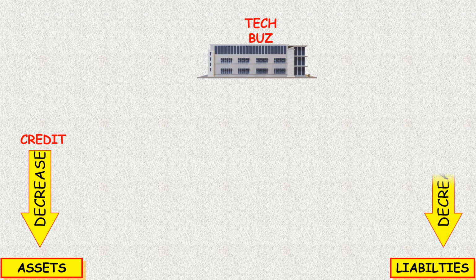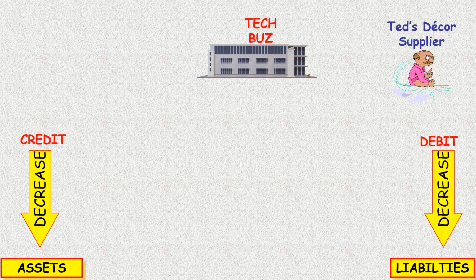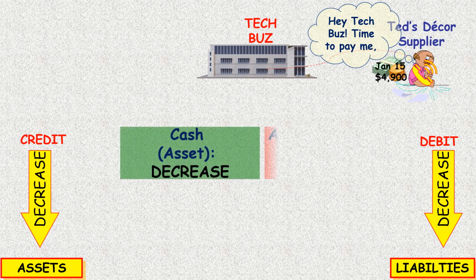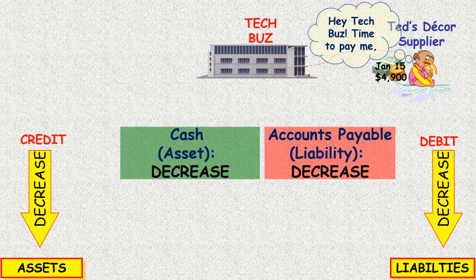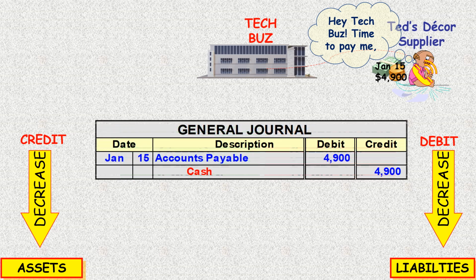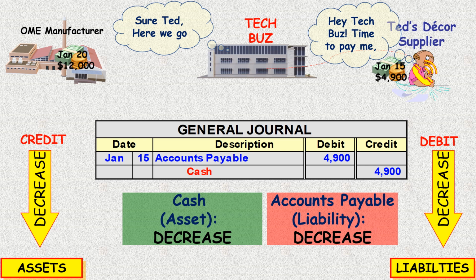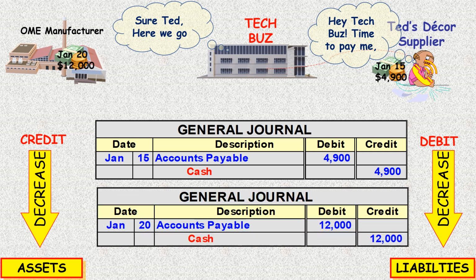Let's look at an example for decrease in assets and decrease in liabilities. Ted Decor wants the money back, right? Hey, Tech Buzz, time to pay me. When we pay them, obviously two things happen. Our cash decreases, and similarly our liabilities also decrease. We no longer have a liability to Ted. So we are going to debit accounts payable, a decrease in liabilities, and credit cash because cash decreased. Similarly, when we pay our supplier, our cash, which is an asset, decreases, and our liabilities also decrease. We are going to debit accounts payable and credit cash.